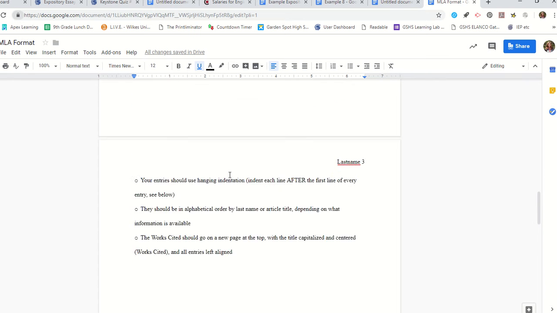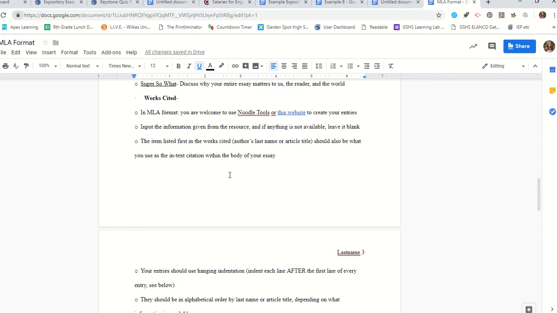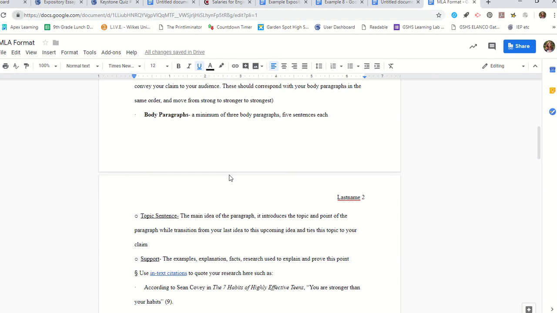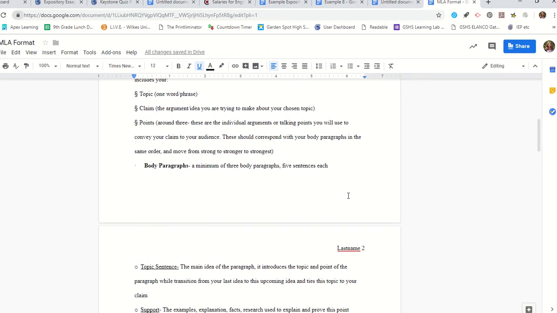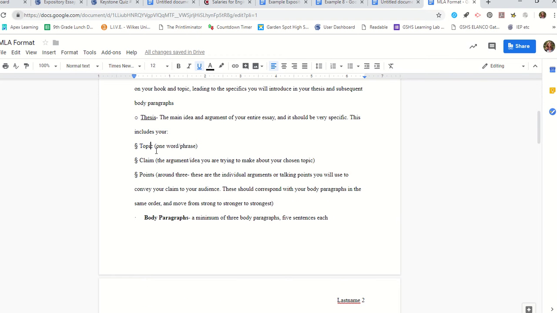If you are using research, you would then have a works cited in MLA format, and in your body paragraphs you'd also have in-text citation. But I don't think it's good to write an essay in that order, so I think it's better to start by writing your thesis, which is the topic of your essay, what you're trying to say about the topic in a claim, and then the supporting points you're going to use to prove that, which will be your body paragraphs.